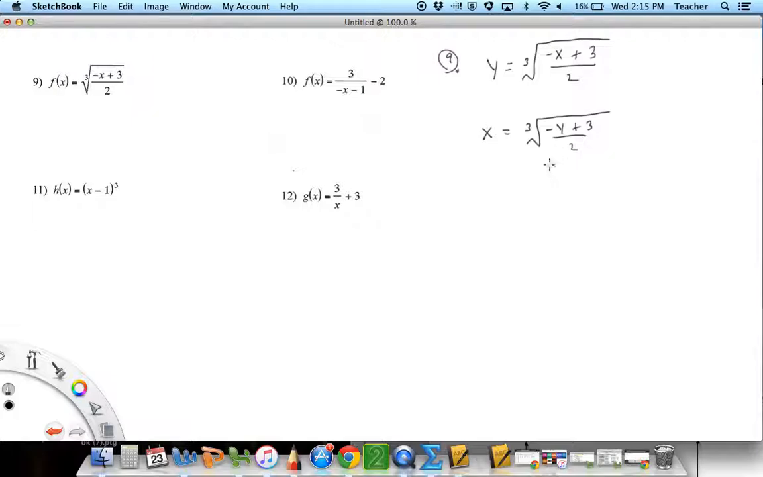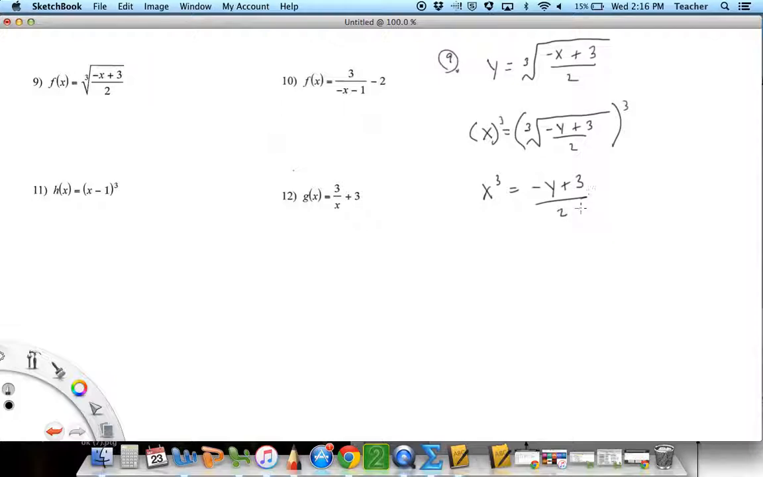So I need to work towards getting y by itself, and that's what solving for y means. I have to think of the inverse operation of everything. In this case, I start out with the cube root, which is covering everything. So to undo that, I'm going to cube both sides. So I now have x cubed equals negative y plus 3, divided by 2.